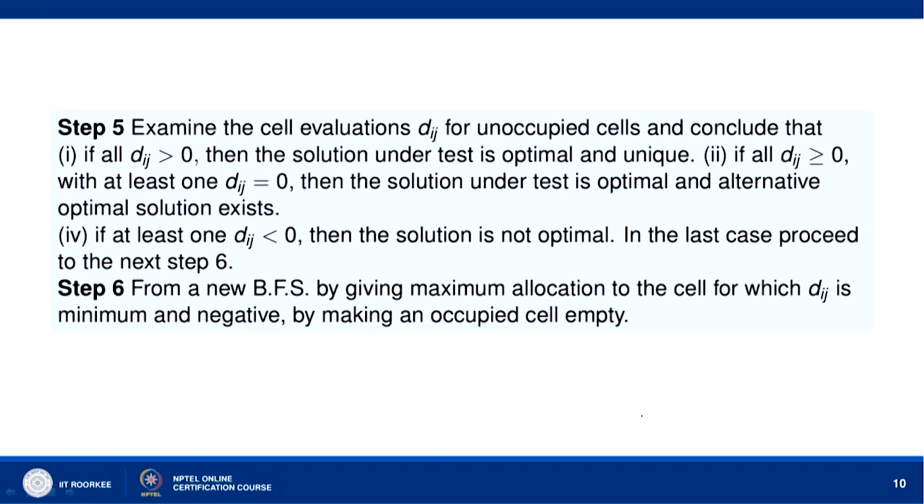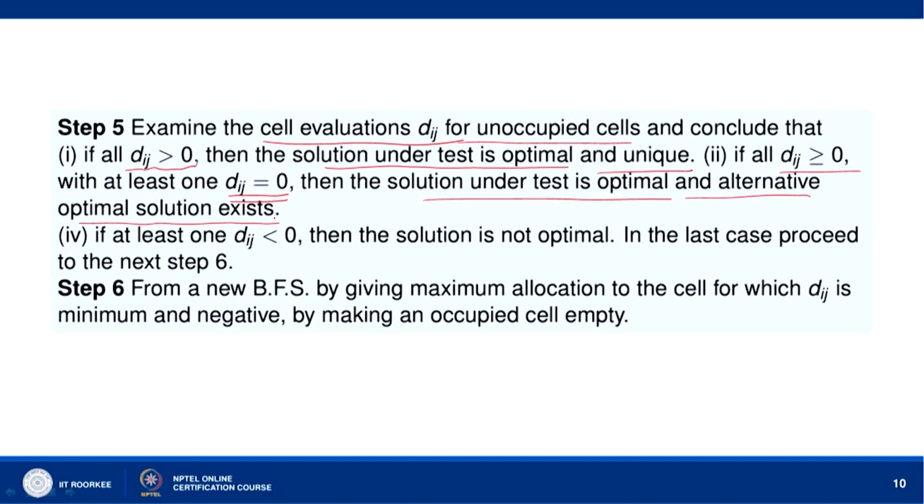Now, we will examine the cell evaluations Dij for all unoccupied cells. If all Dij are greater than 0, for every unoccupied cell, then the solution under test is optimal and unique. So, we have found the unique optimal solution if Dij turns out to be greater than 0 for all i and j belonging to unoccupied cells. Now, if Dij is greater than or equal to 0 with at least one Dij equal to 0, then the solution under test is optimal and an alternative optimal solution exists. So, the solution under test is optimal, but it is not unique.